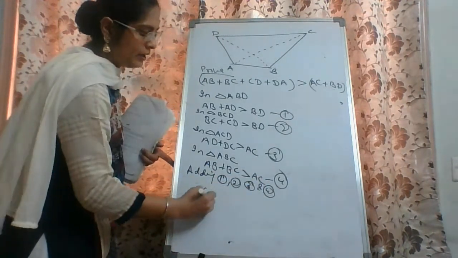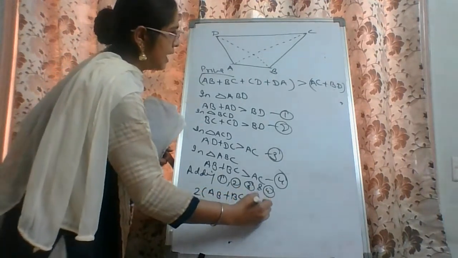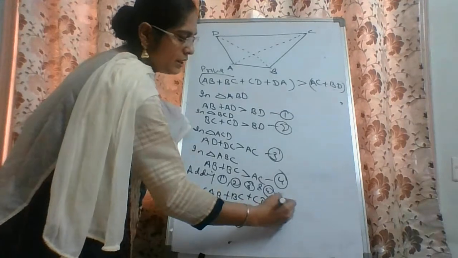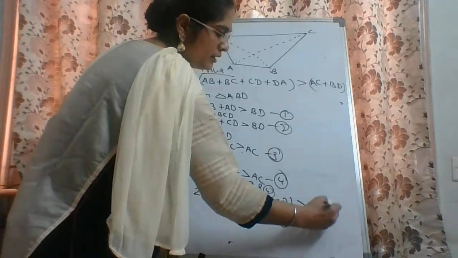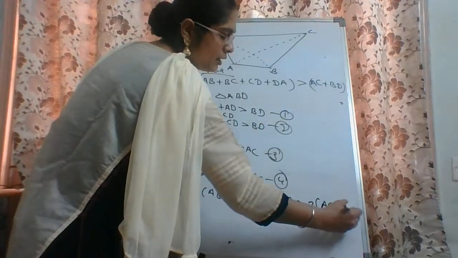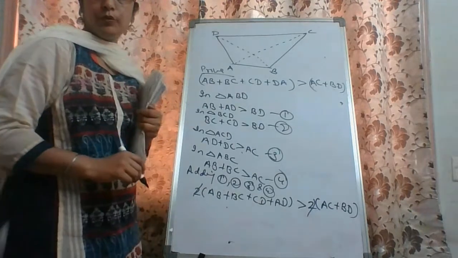we get twice (AB plus BC plus CD plus AD) greater than twice (AC plus BD). Twice and twice get cancelled. This is what we are supposed to prove.